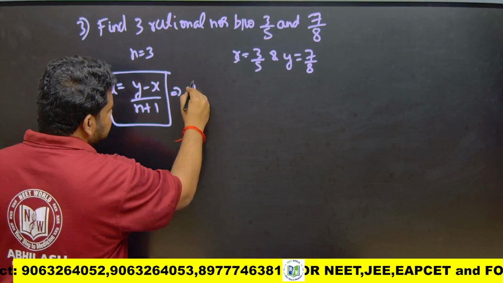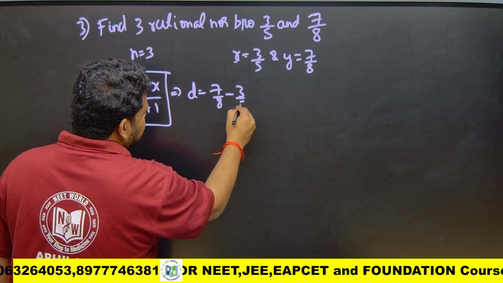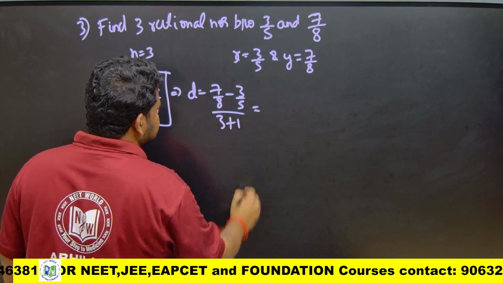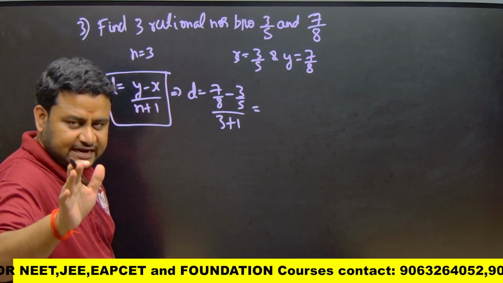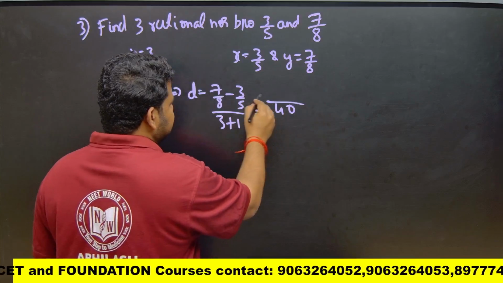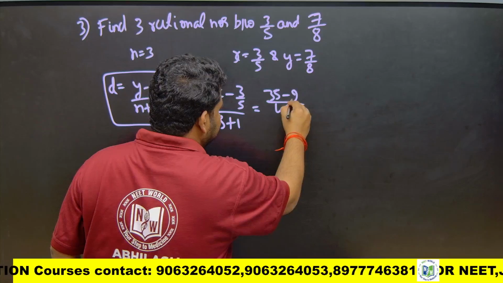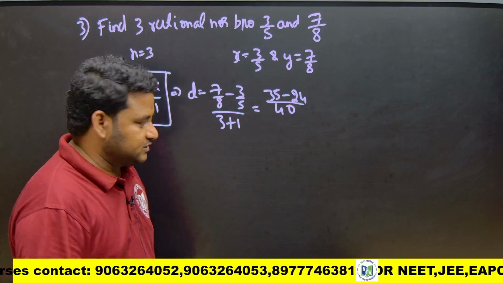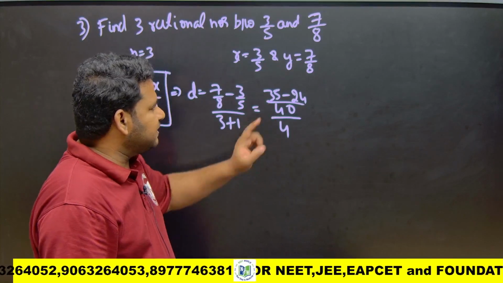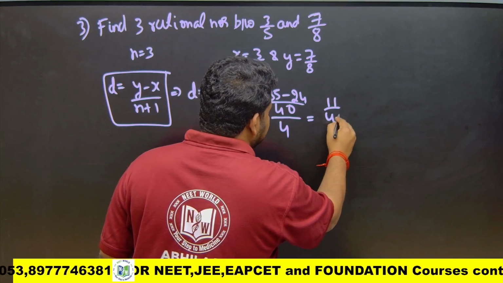This implies D is equal to y minus x, that is 7 by 8 minus 3 by 5, by n plus 1. N plus 1 is 3 plus 1. Here 8 and 5, the LCM is 40. So 8 5s are 40, 5 7s are 35, 8 3s are 24. Now 3 plus 1 is 4. Now 35 minus 24 is 11. So this will become 11 by 40 divided by 4.